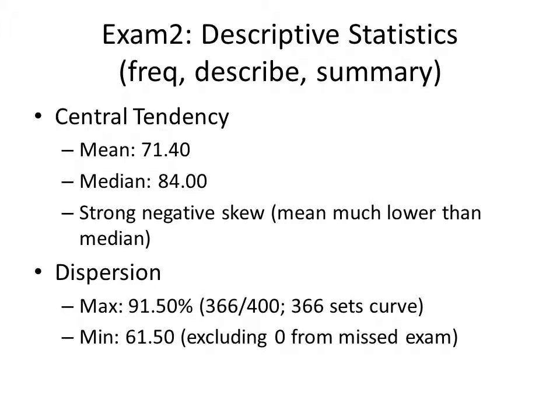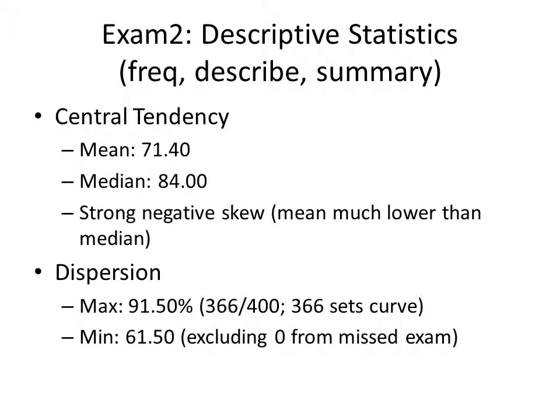And because of the difference between the mean and the median, we could say that there is a substantial or meaningful skew, specifically a negative skew to the distribution in the scores on the exam. The mean here, 71.4, is much lower than the median.